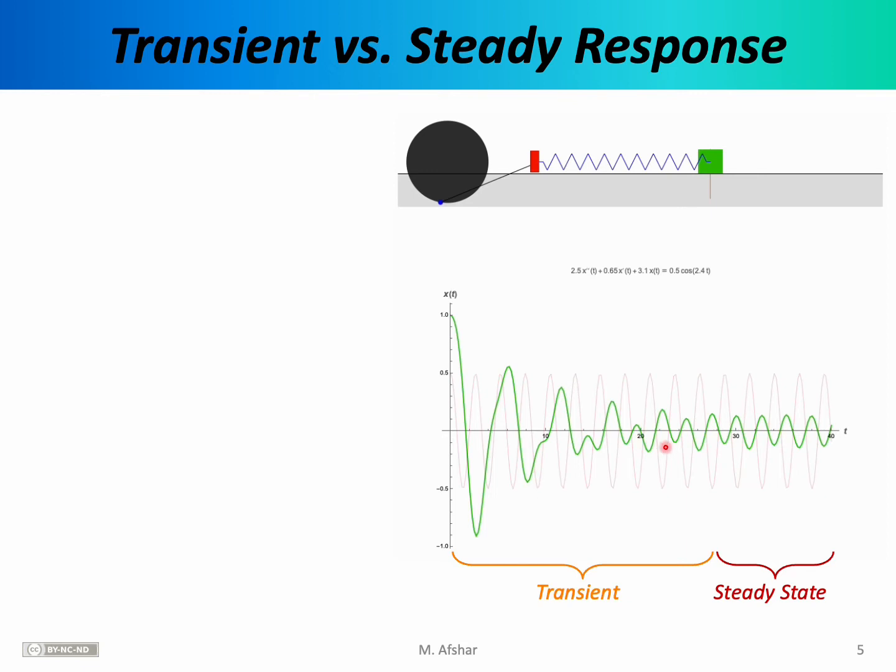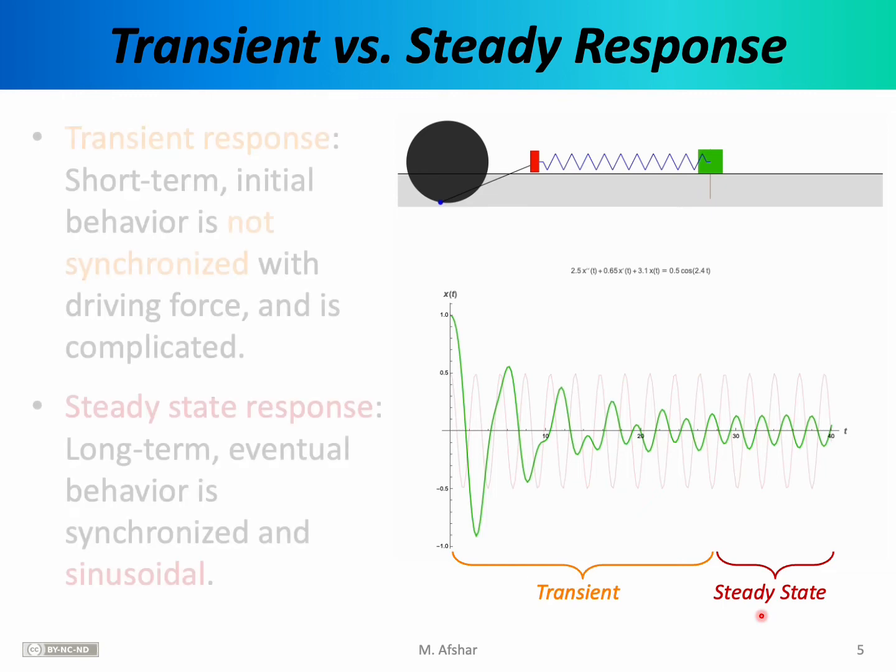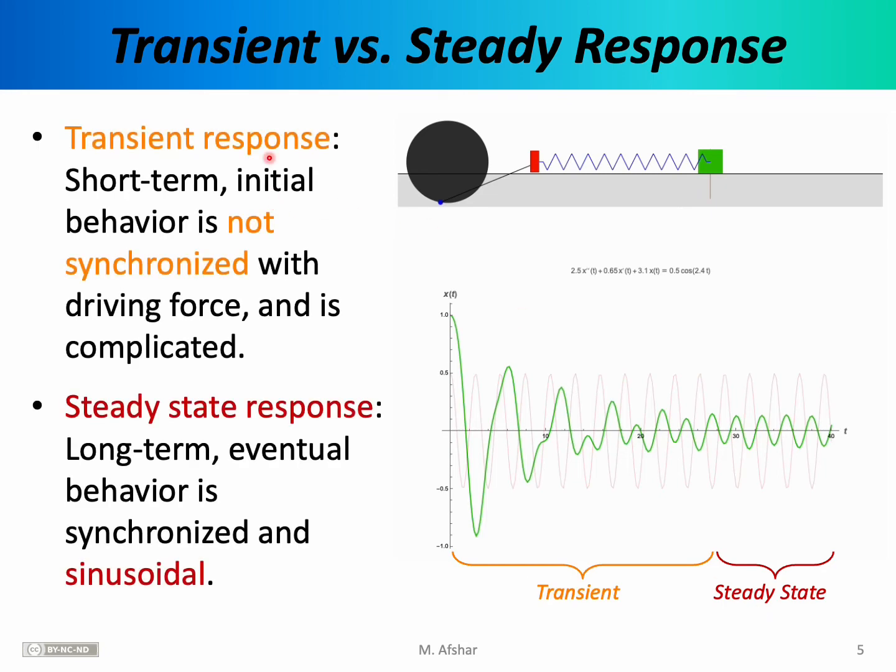So the first few oscillations where the motion of the block is quite irregular is known as the transient phase or the transient response, or just transient oscillations. And then the regular phase is referred to as the steady state phase. It's the steady state response of the system that we'll be most interested in this class. Remember that the transient response is the short-term response or the initial behavior of the system. It is not at all synchronized with the driving force, and it's a rather complicated function.